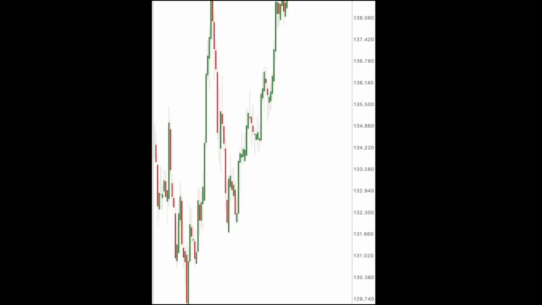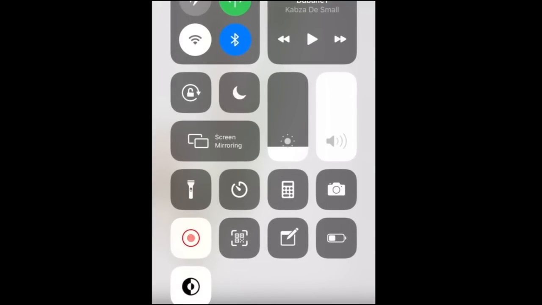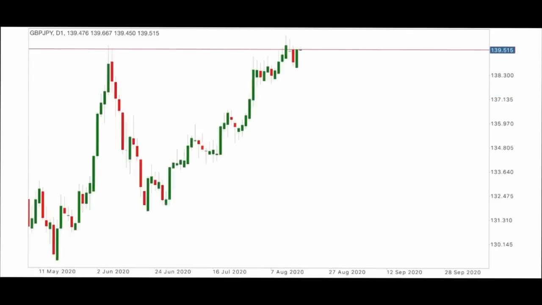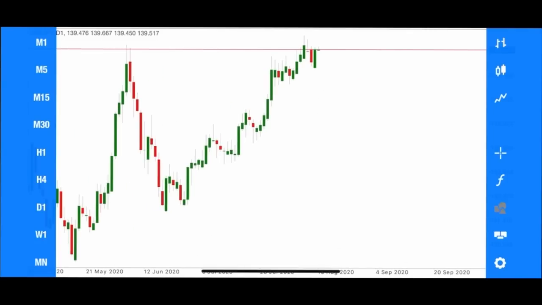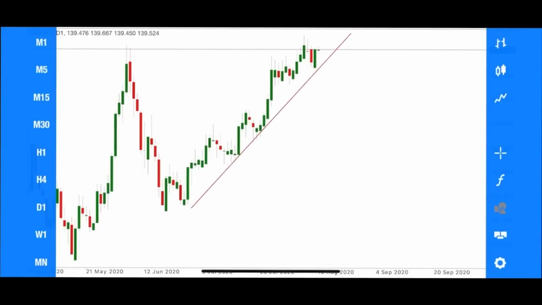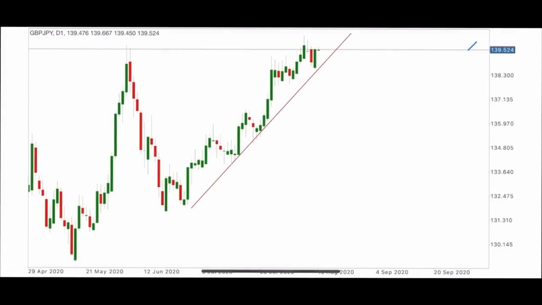Now, I'm going to move my phone to portrait version. Then I'm going to zoom in and start drawing what? Start drawing my diagonal supporting trend line. I've drawn it, and then I'm going to draw my diagonal resisting trend line. Yes, I've drawn it again.